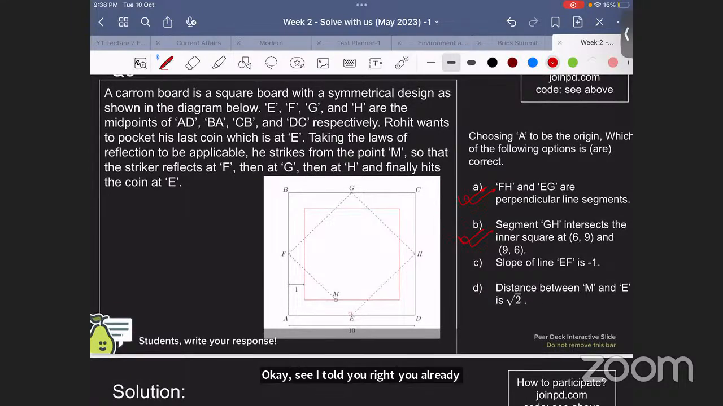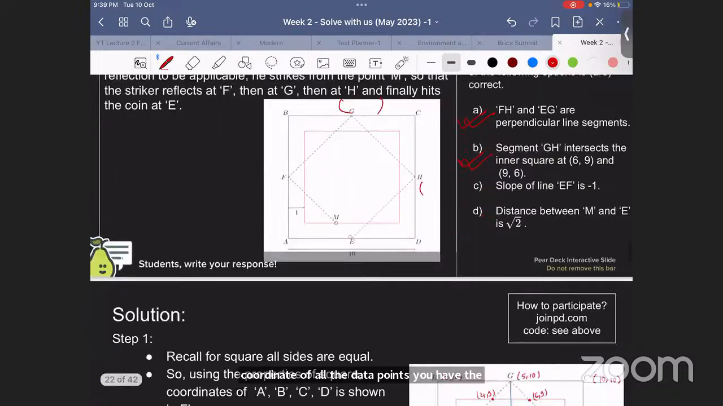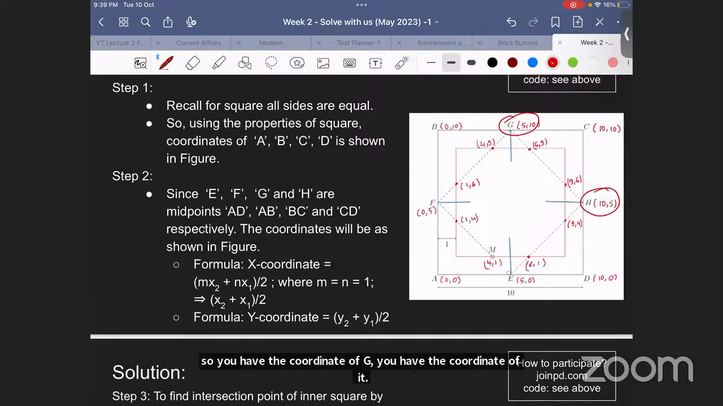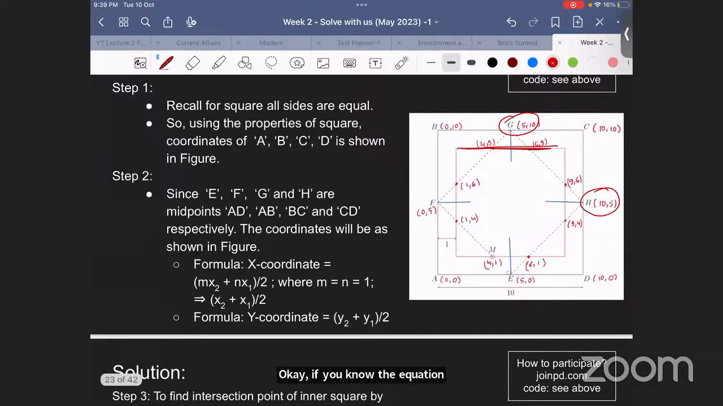You already have the coordinates of all the data points. So you have the coordinate of G and the coordinate of H. If you have the coordinates of G and H, can you get the equation of the straight line GH? Yes, sir. If you know the equation of GH, and you already know the equation of this other line, you can calculate the intersection point, right? Similarly, you can calculate this intersection point also, because you know the equation of this line too.